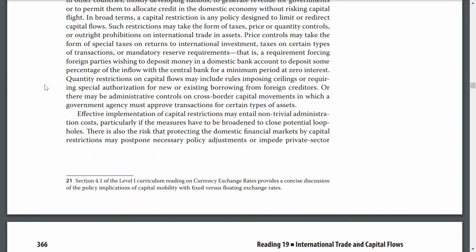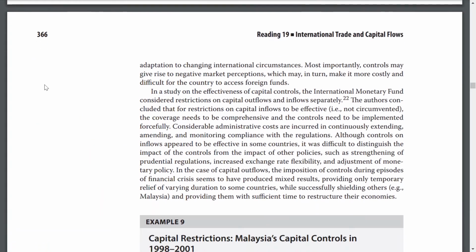Effective implementation of capital restrictions may entail non-trivial administration costs, particularly if the measure has been broadened to close potential loopholes. There is always a risk that protecting the domestic financial market by capital restrictions might postpone necessary policy adjustments or impede private sector adaptation to changing international circumstances. More importantly, controls may give rise to negative market perception, which may in turn make it more costly and difficult for a country to access foreign funds.